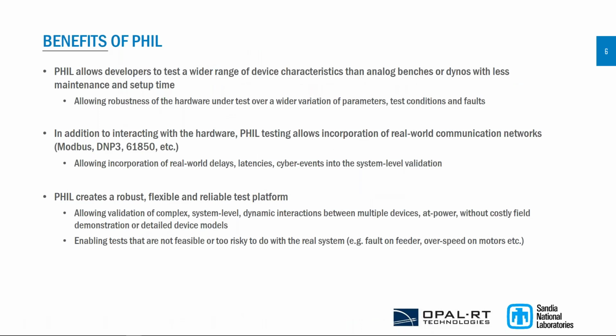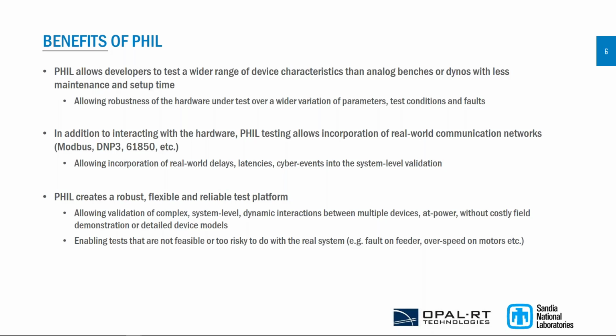Some benefits of PHIL: it allows developers to test a wider range of device characteristics than analog benches or dynos, with less maintenance and setup time. That way, it allows testing the robustness of the hardware under test over a wider variation of parameters, test conditions, and faults. In addition to interfacing with the hardware, PHIL also provides testing and incorporation of the real-world communication network along with your power system testing. You can incorporate different types of protocols such as Modbus, DNP3, 61850, CAN, whatever you can think of.